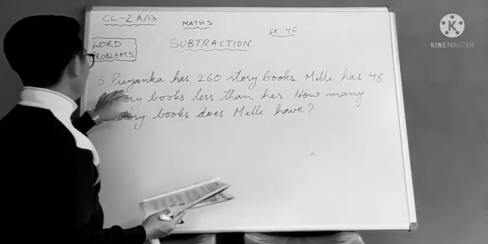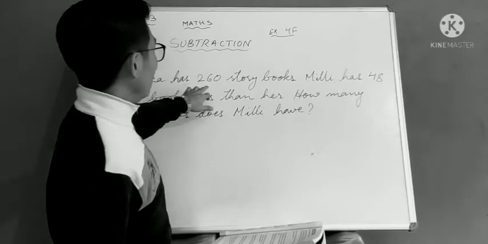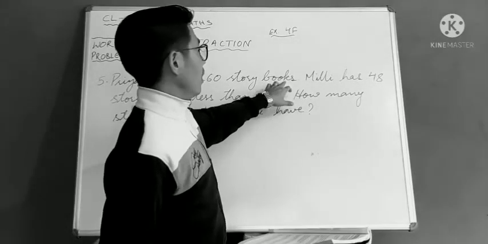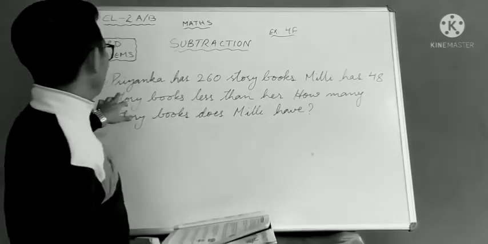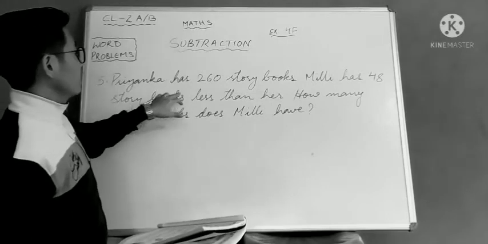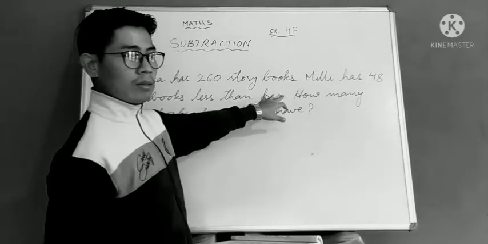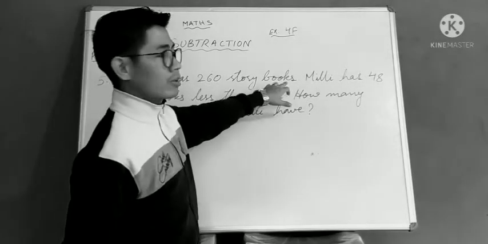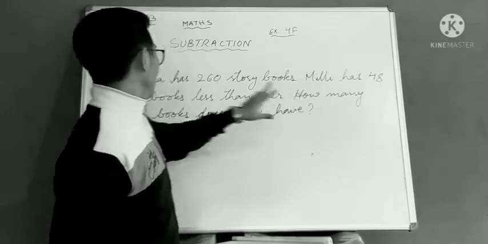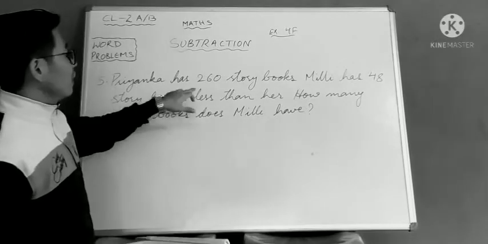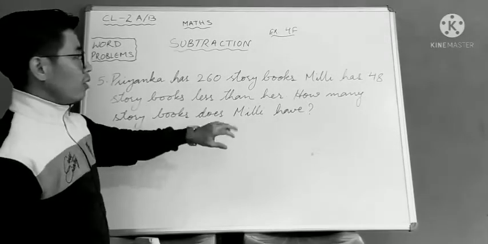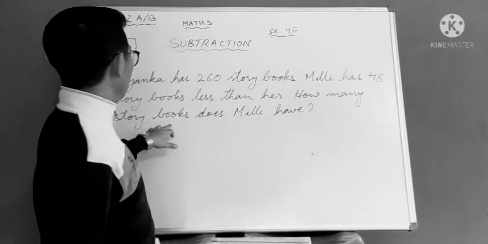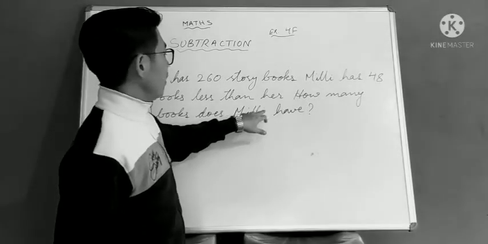So the question is, Priyanka has 260 story books and Millie has 48 story books less than her. Okay, so Priyanka has 260 story books. Millie has 48 story books less than her. Now, how many story books does Millie have?